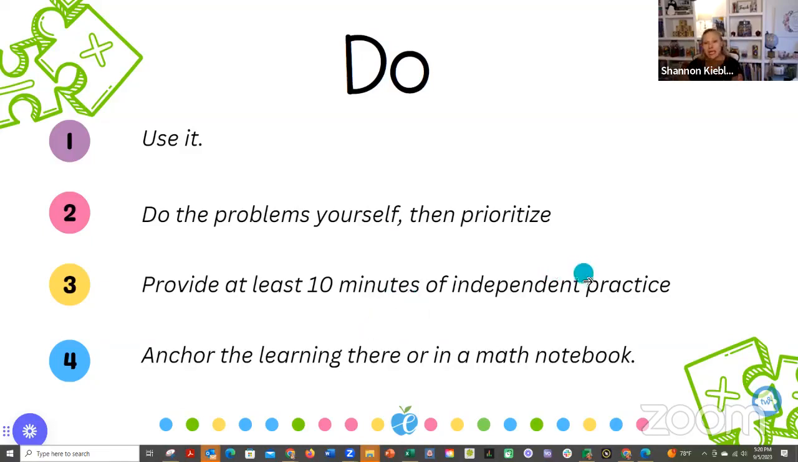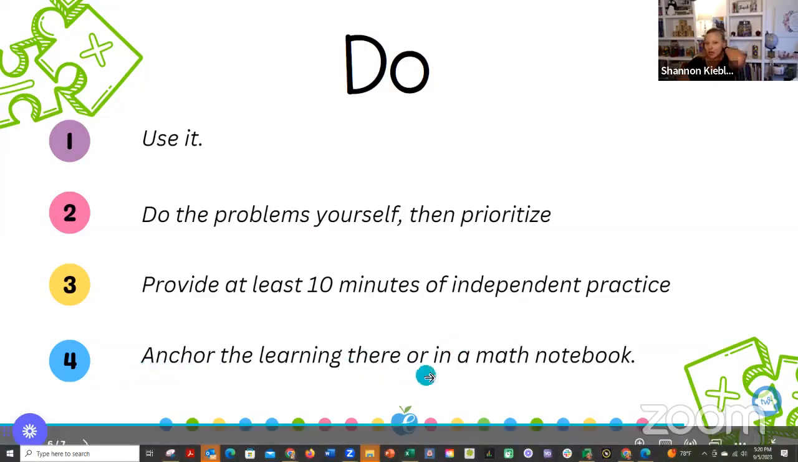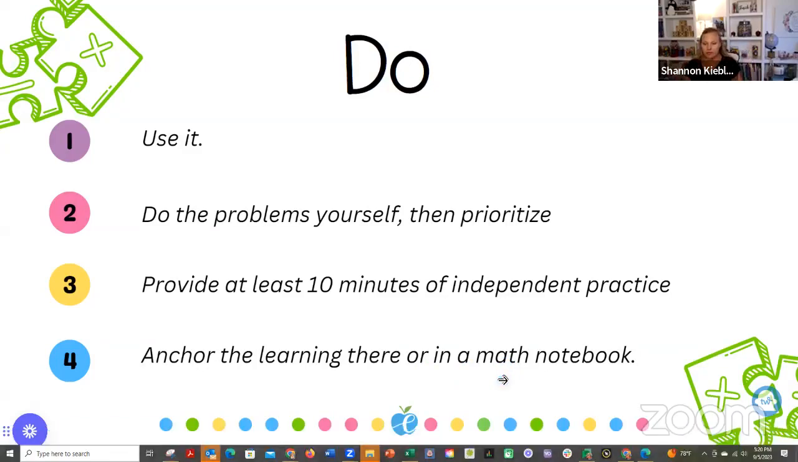Okay, but at least 10 minutes of independent practice so that we're not just doing problems with kids all the time. That does create helplessness. And then we see it on assessments. When they don't do well on assessments, it's because we held their hand too much during the lesson. Right? And then I want you to anchor the learning there or in a math notebook. So for me, the whiteboard is to build learning. The workbook is to anchor learning or apply learning, build procedural fluency. That's the point of it.